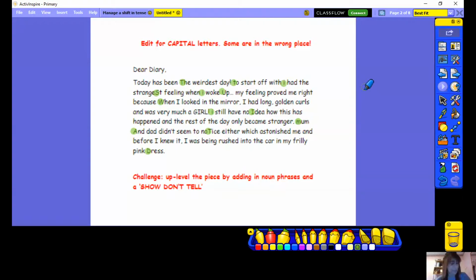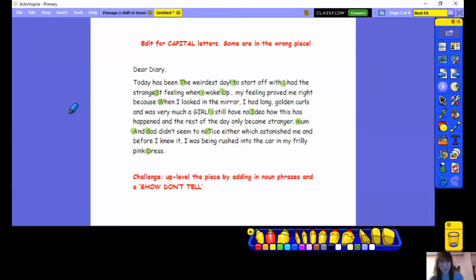Mum, beginning of a sentence, sorry, so that needs a capital letter. And dad, and again, doesn't need to be at the beginning of a sentence, so it needs a capital, and also dad would need a capital because it's a name. Didn't seem to notice a random T there that doesn't need a capital either, which astonished me, and before I knew it, I was being rushed into the car in my frilly pink dress. Dress is a noun, but it's not a name, so it doesn't need a capital D.